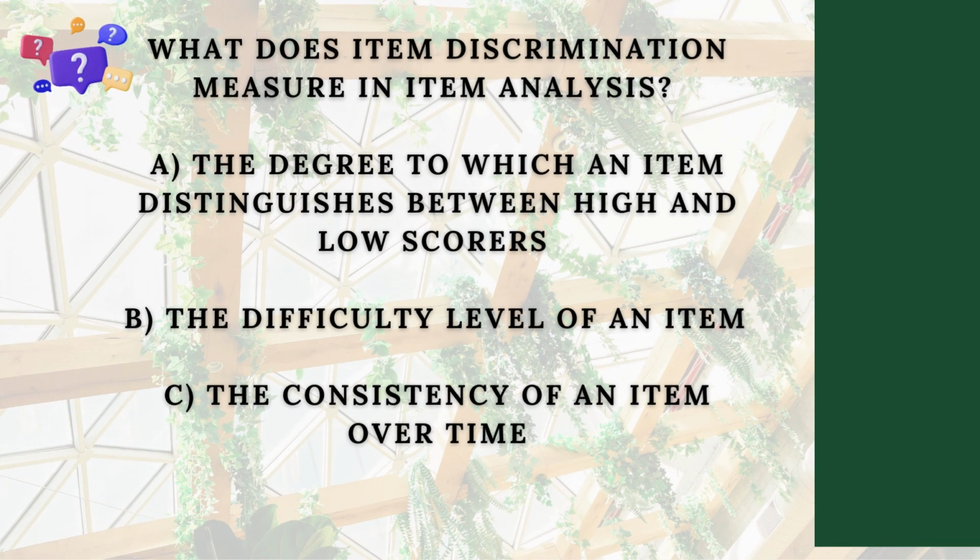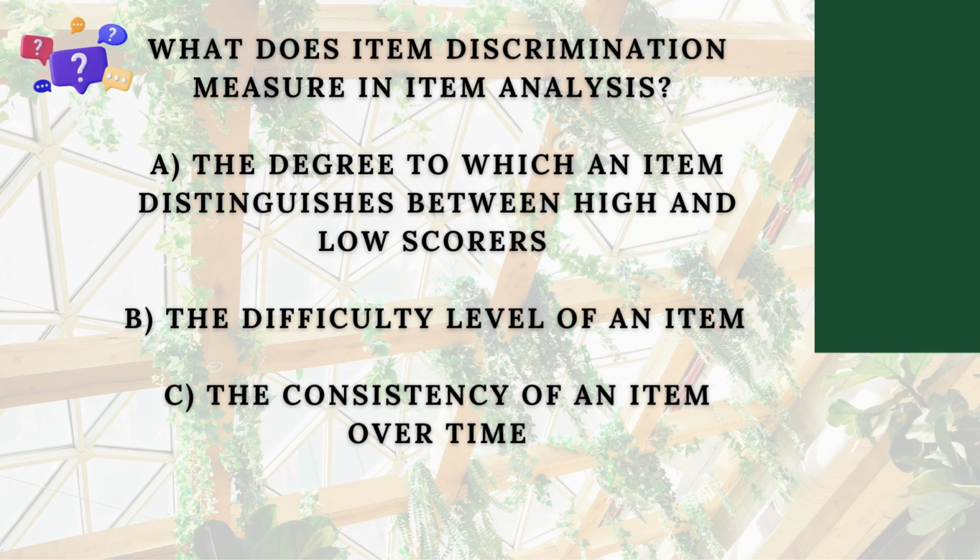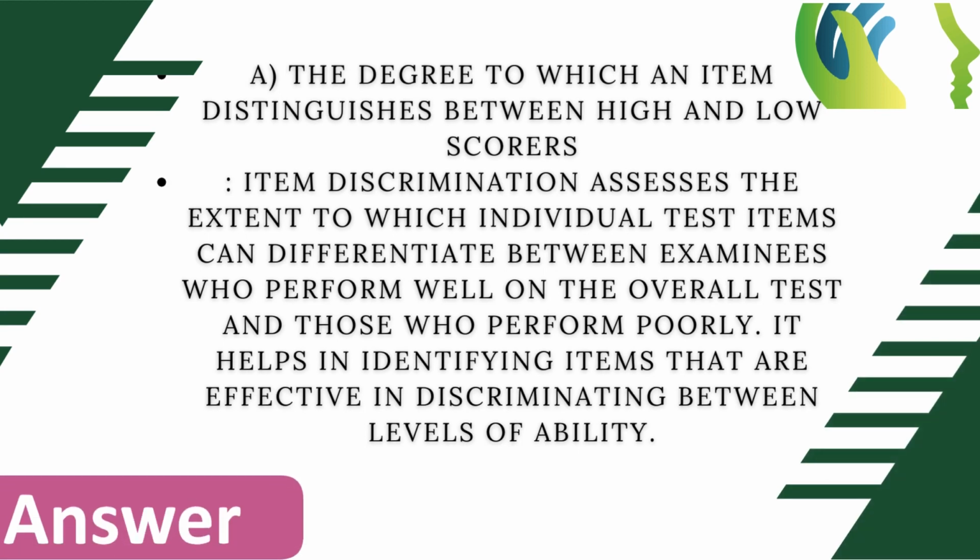What does item discrimination measure in item analysis? A. The degree to which an item distinguishes between high and low scorers. B. The difficulty level of an item. C. The consistency of an item over time. A. The degree to which an item distinguishes between high and low scorers. Item discrimination assesses the extent to which individual test items can differentiate between examinees who perform well on the overall test and those who perform poorly. It helps in identifying items that are effective in discriminating between levels of ability.